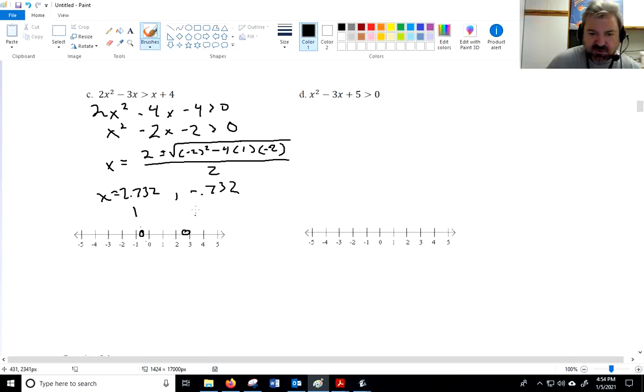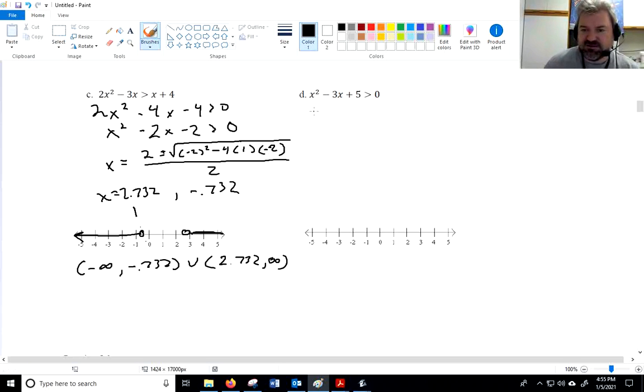We're looking for when we're above the x-axis, that's over here and over here. It's going to be a lot more work to test regions on this one. Plugging in a 0 is pretty easy, though, because you get 0 minus 4. This middle region is clearly negative, and then the other two would end up being positive. So -infinity to -0.732, and we're going to combine that with 2.732 to infinity. All right, let's try the next one.